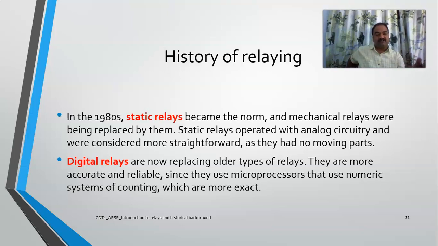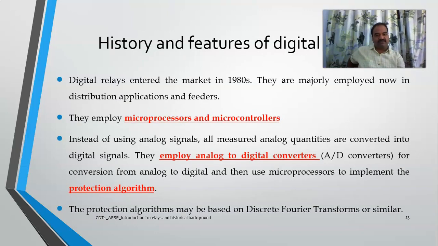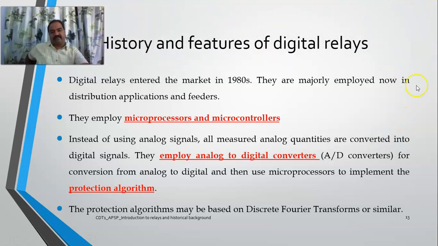In olden days, an electromechanical relay used to do only one function, whether to sense current, or to sense voltage, or to sense frequency. Only one function used to be there. But nowadays, multiple functions are happening. So, as already mentioned, they are the future. Okay. So, coming to digital relays, they entered the market somewhere in the 1980s. Nowadays, feeder protection, distribution protection, etc., are completely taking place with digital relays itself.